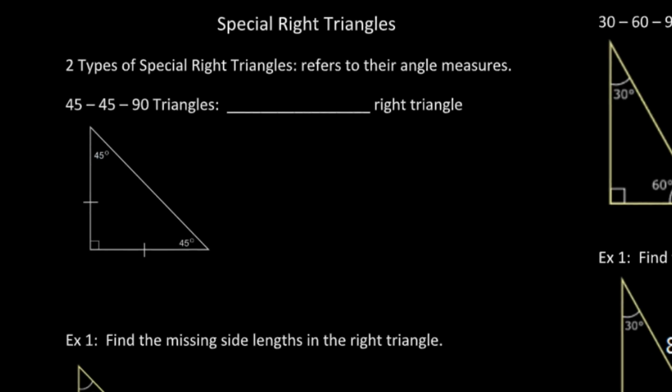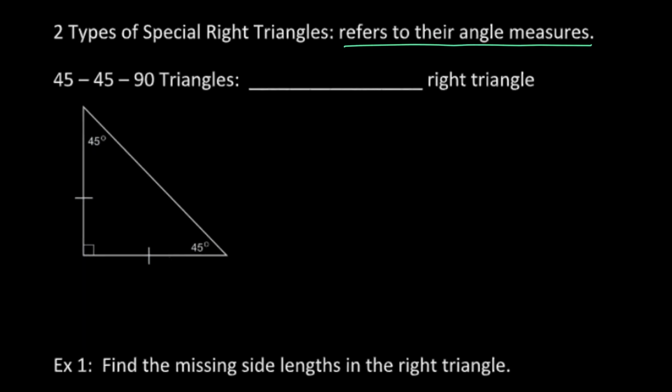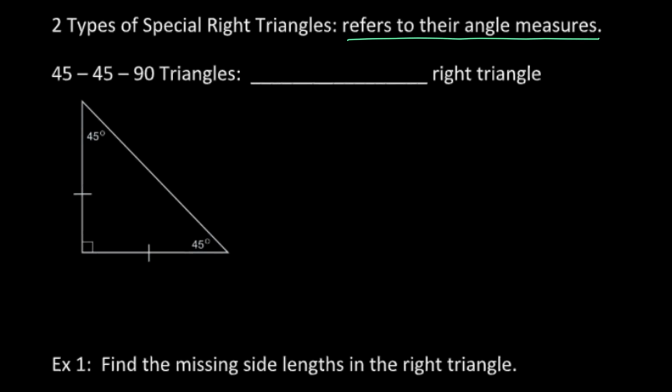Yes. Now, what makes them special are their angle measures. When you say special right triangles, it refers specifically to a 45, 45, 90 triangle and also a 30, 60, 90 triangle. So first we're going to be going over a 45, 45, 90.